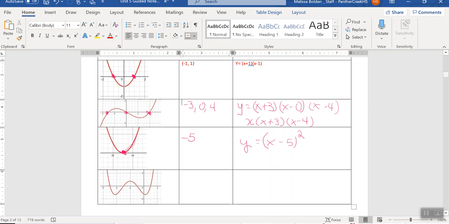All right, and the last one has 4 solutions, and those solutions are -5, if I'm correct. My eyes are not deceiving me. So that's 0, -2, -3, and then -1 and 1. Okay, so then my equation is going to be y is equal to x plus 5. Remember, we do the opposite when we write it in factored form. x plus 3, x plus 1, and finally x minus 1.